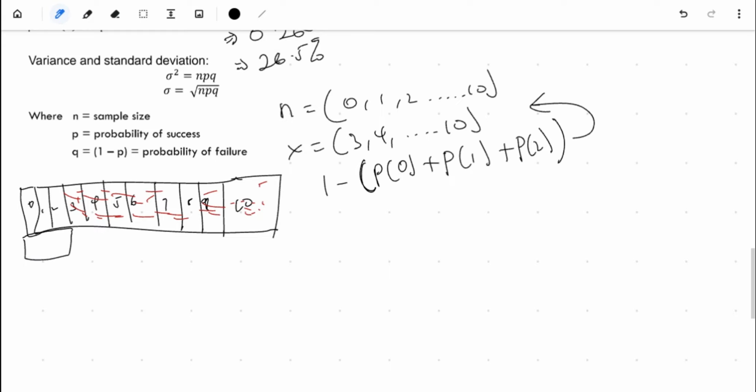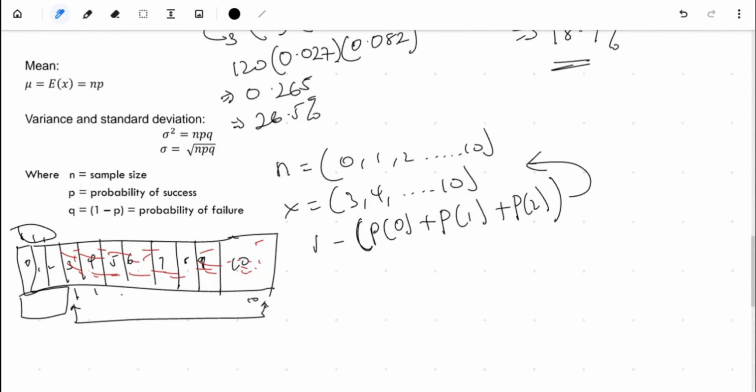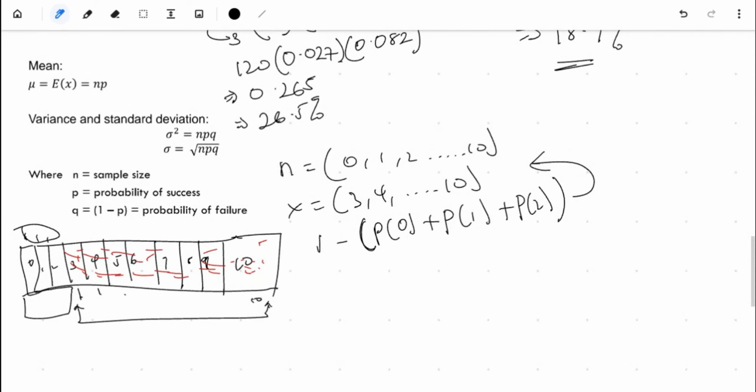So to save time, instead of finding the probability of 3, 4, 5, 6, 7, up to this 10, we can find the probability that 0 majored in finance, 1 majored, 2 majored, and then we subtract this from 1, right? Because all this sums up to 1. So subtract it from 1. Then the result will be the probability that at least 3 of the students majored in finance. So let's solve it.